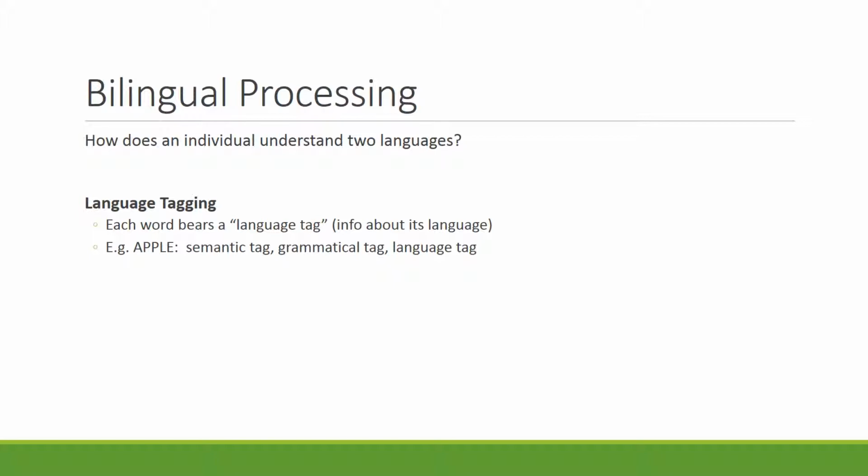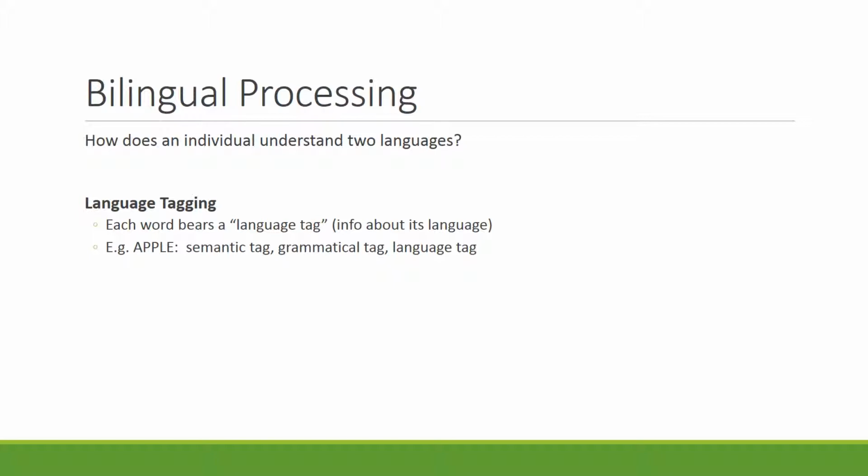Anyway, let's talk about some other ways that bilingual language processing might occur. Okay, so language tagging. This is an idea that's been offered up as a replacement for the switch hypothesis. Language tagging is this idea that every single word that we have stored in our lexicon has a bunch of meta information attached to it.